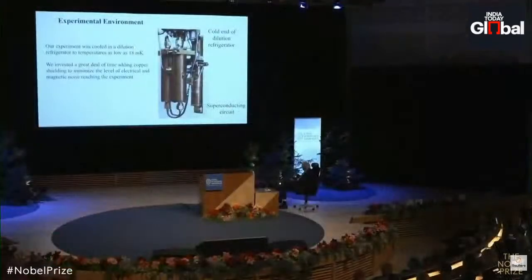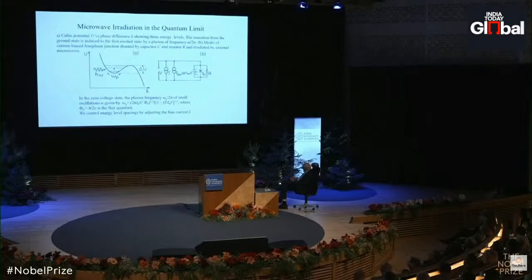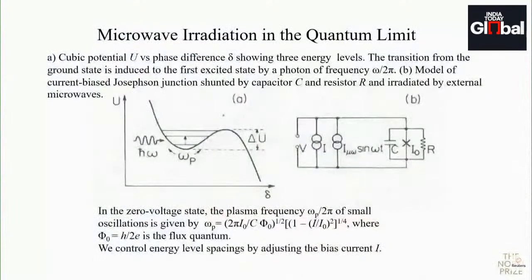And the superconducting device is at the bottom here. So, after our first year or two of work, we published our first paper, in Physical Review Letters, "Energy Level Quantization in the Zero Voltage State of a Current Biased Josephson Junction." And let me basically give a brief overview of what that's about.